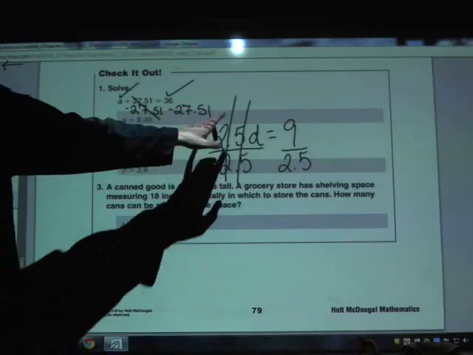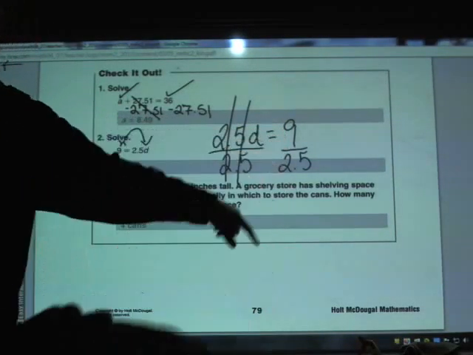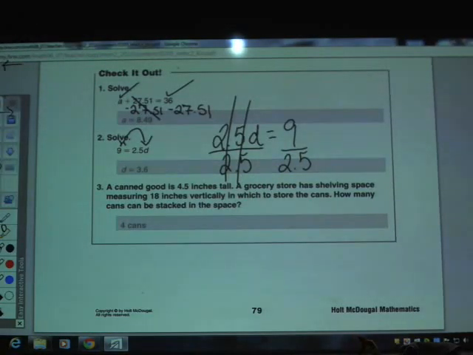We can check it. 2.5 times 3.6 is 9. Since the other side says 9, the whole thing checks. Remember, that's always the check. Make the left side be the same thing as the right side. If you can't make the left side be the same thing as the right side, it doesn't check. It's not the answer.